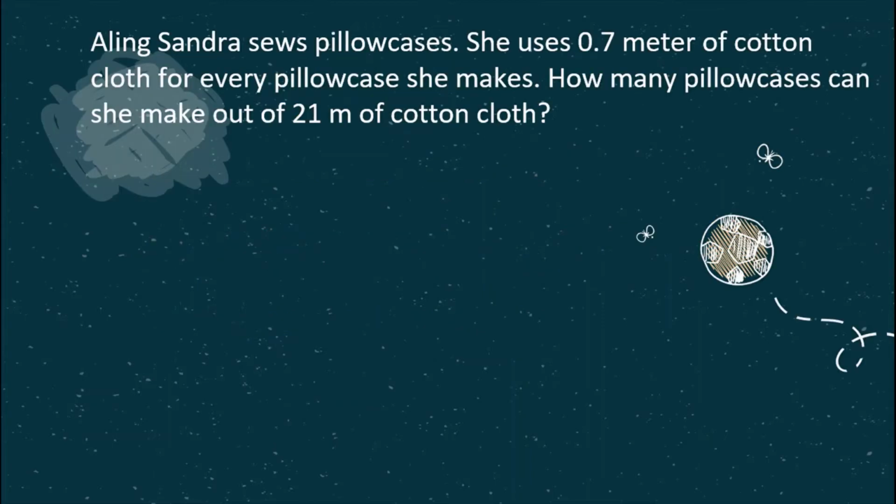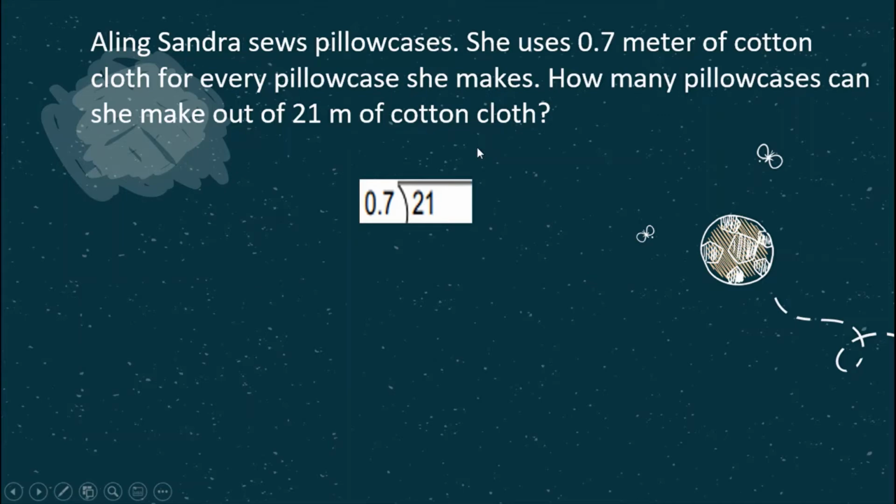We have here a word problem. Let us all read. Aling Sandra sews pillowcases. She uses 0.7 meters of cloth for every pillowcase she makes. How many pillowcases can she make out of 21 meters of cotton cloth? This time we are going to divide 21 by 0.7 to find out how many pillowcases she can make.